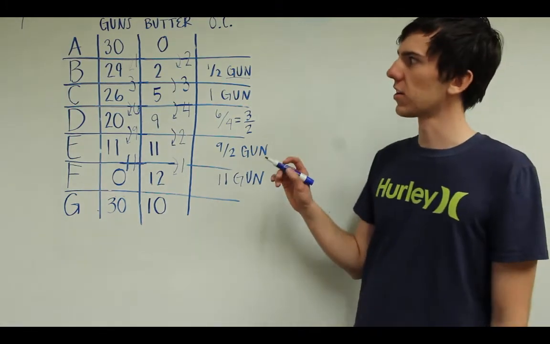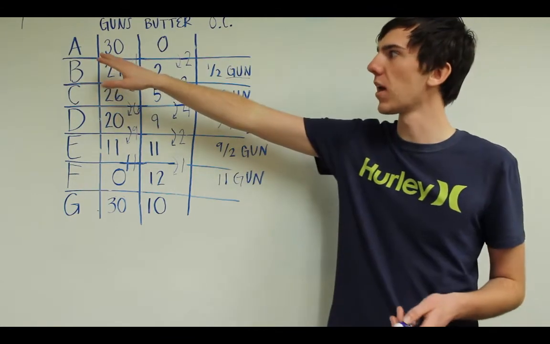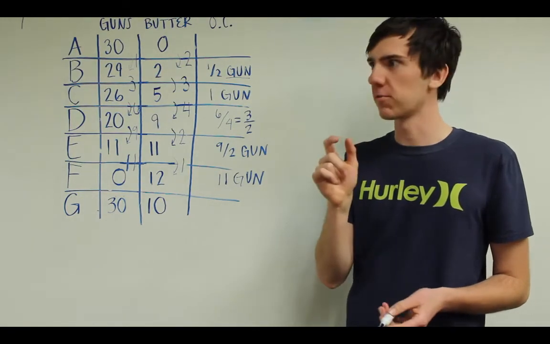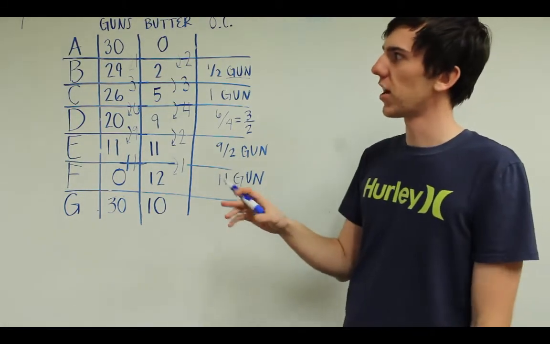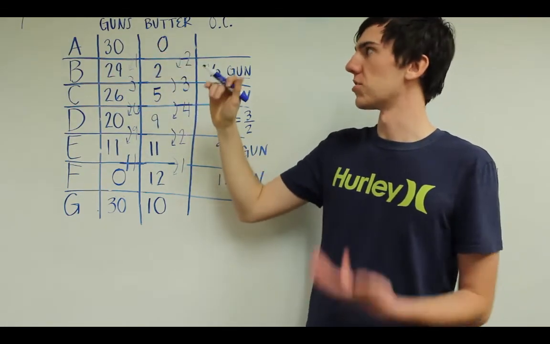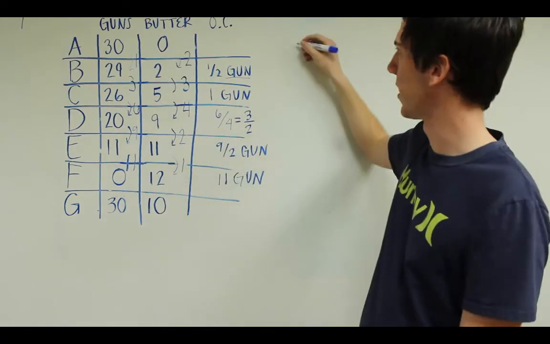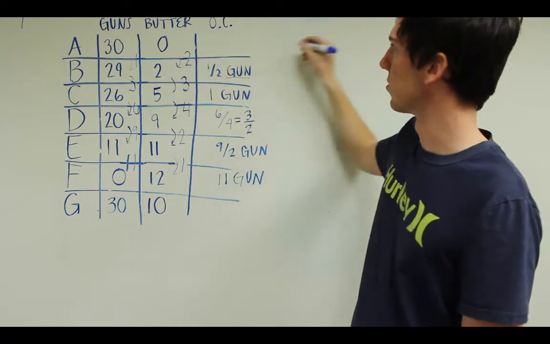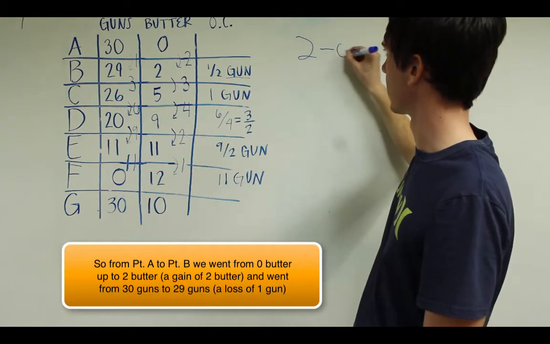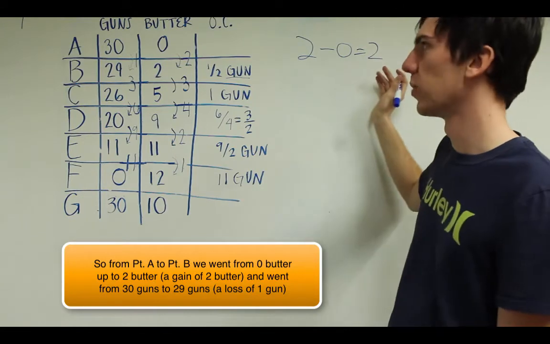One more thing we're going to talk about in this video is determining the opportunity cost from A to B, and also what the per unit opportunity cost is. They're slightly different things. If we wanted to simply know the opportunity cost from A to B, let's talk in terms of butter. What's the opportunity cost of producing more butter? We're going from 0 at A to 2. The change in butter is pretty straightforward, but I'll write it out: 2 minus 0, what we're moving to minus what we had. So we gained 2 butter.